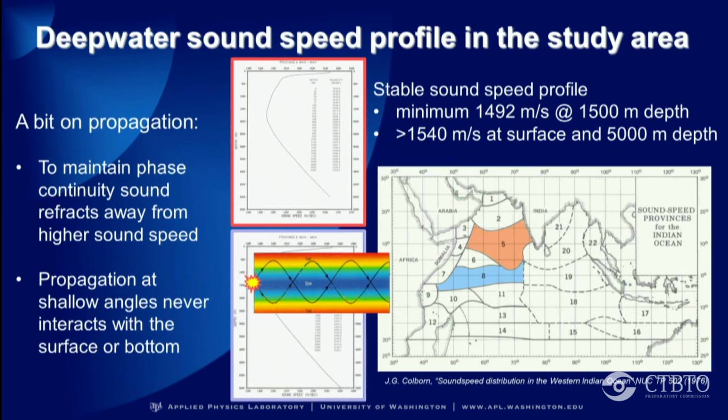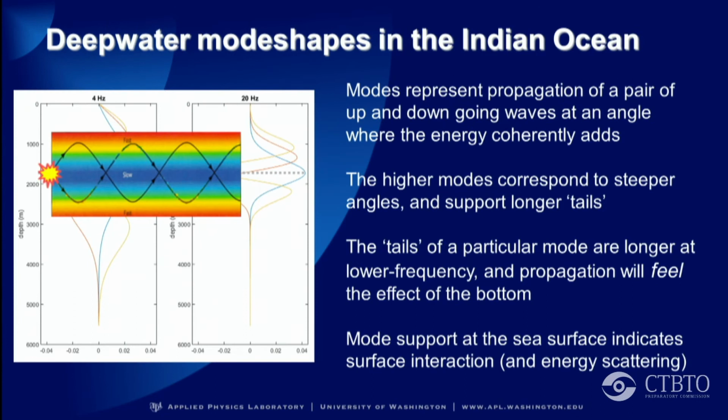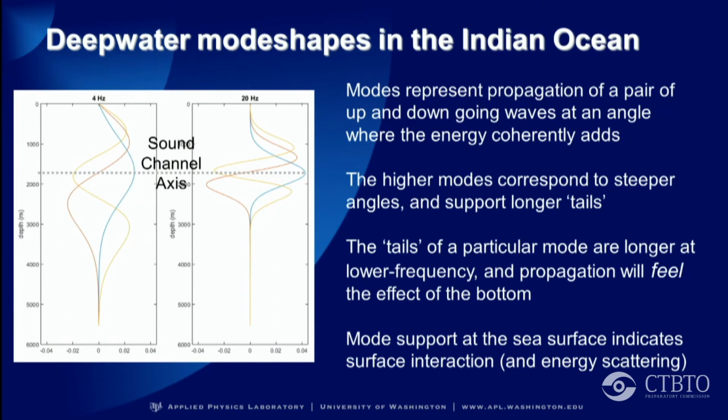Here's a map of the sound speed profile in this region, and it's pretty consistent around this time of year. From this ray-like picture where we have sound refracting, we can actually describe this as a mode. The mode will have a maximum amplitude at the channel axis. And modes are very useful because you can look at this and say that if I have my receiver here, I will be most sensitive to that sound energy.